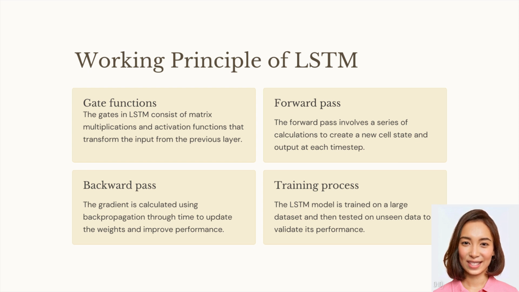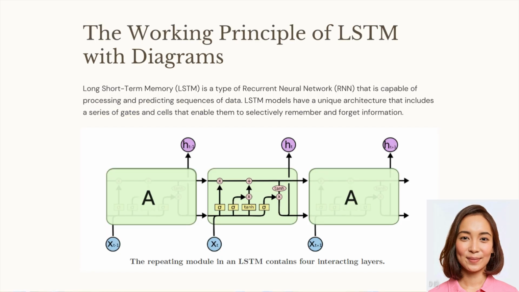Training process. The LSTM model is trained on a large dataset and then tested on unseen data to validate its performance. The working principle of LSTM with diagrams. Long short-term memory, LSTM, is a type of recurrent neural network, RNN, that is capable of processing and predicting sequences of data. LSTM models have a unique architecture that includes a series of gates and cells that enable them to selectively remember and forget information.